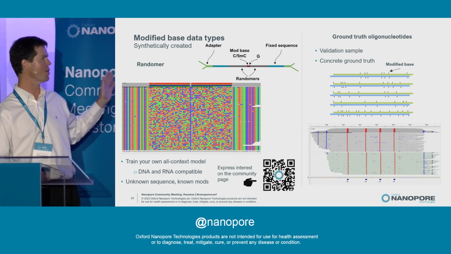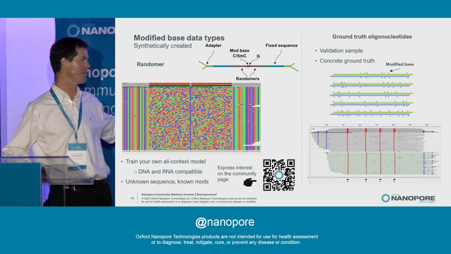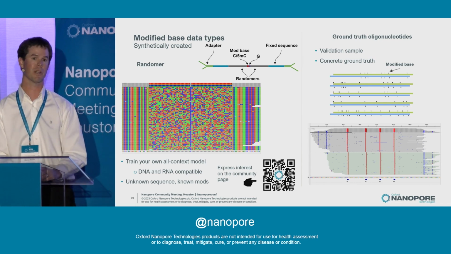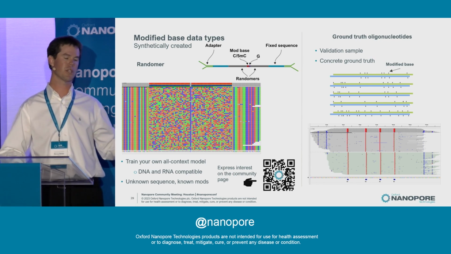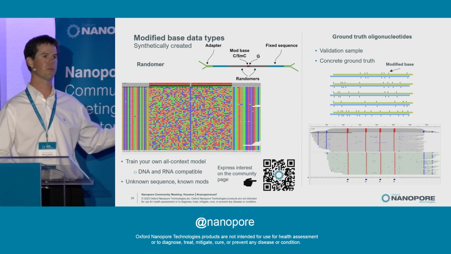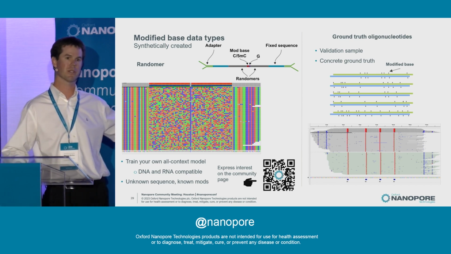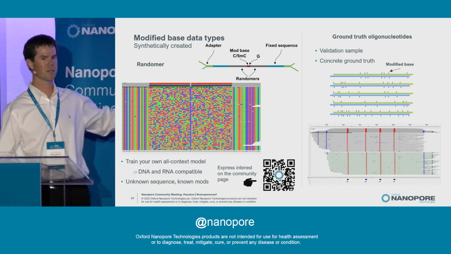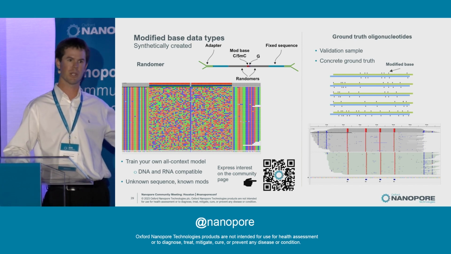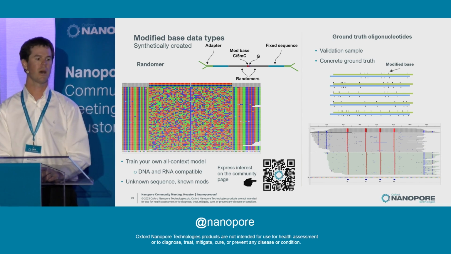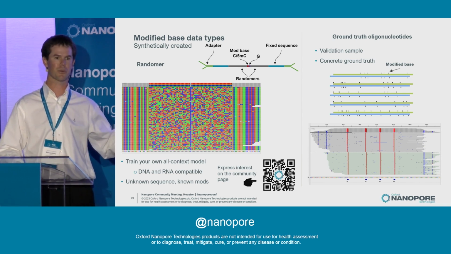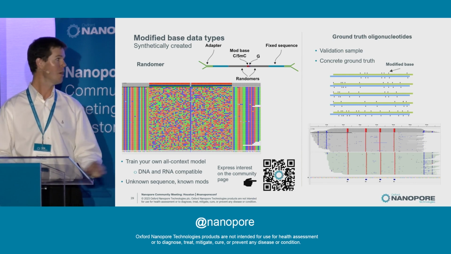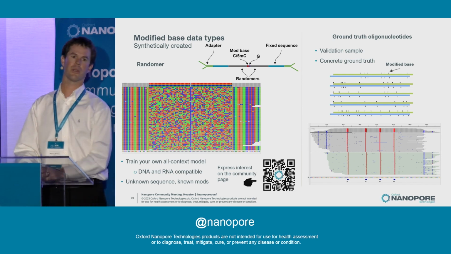What this is: we print these molecules that have random bases surrounded by fixed bases, with a fixed position of modified bases or canonical bases in the middle. So you have unknown sequence but known modified bases, and we use the duplex technology to get our reference bases in this section. You can also work with simplex. I'll get into that as well. This is the main key that's driven our ability to give you all-context models, and has been a really powerful data source for us that we've continued to expand how we do modified bases. On the right here, I'm showing the ground truth oligonucleotides.